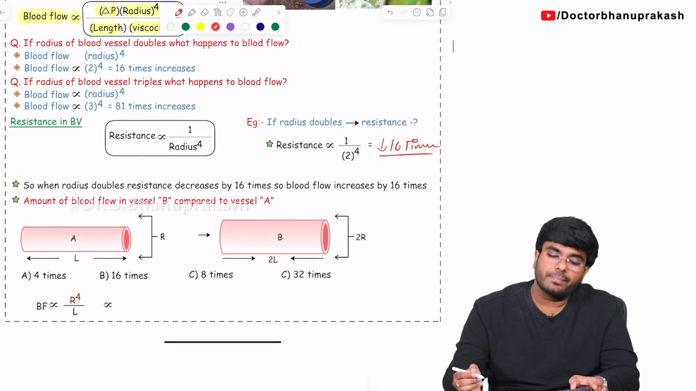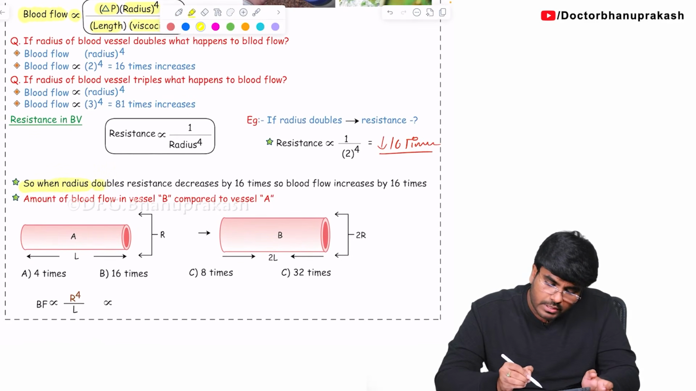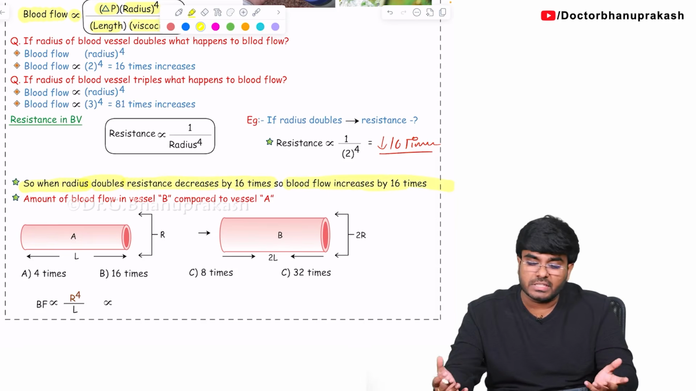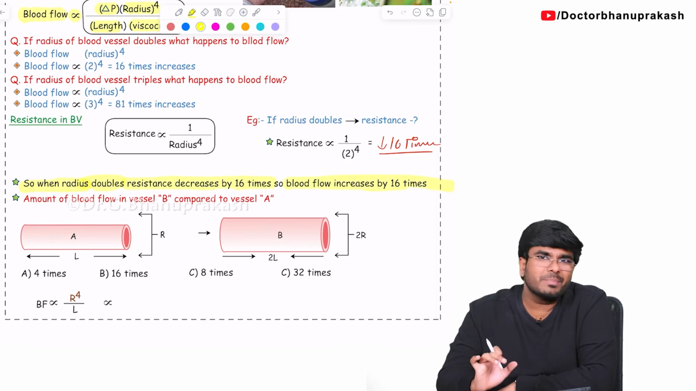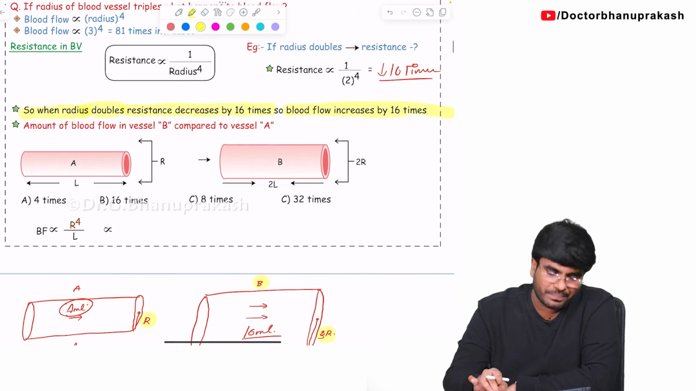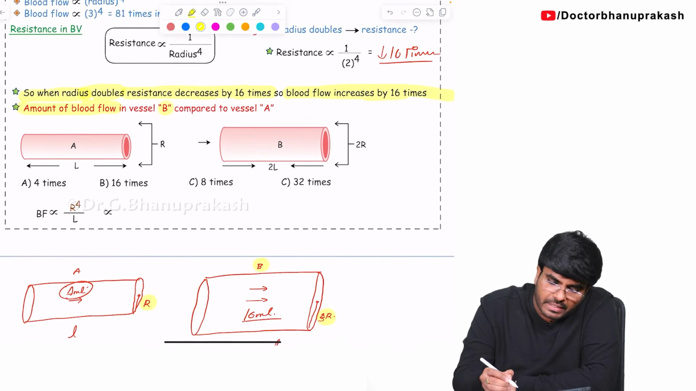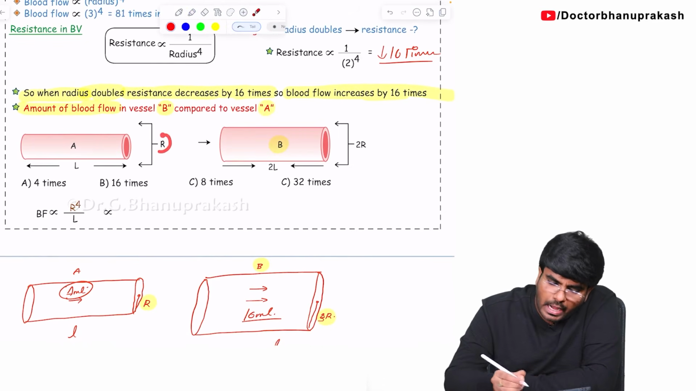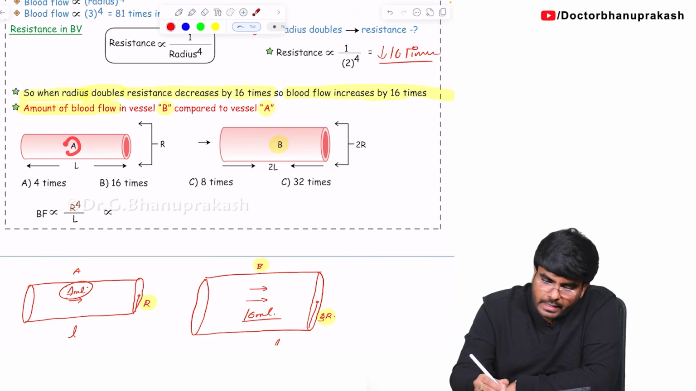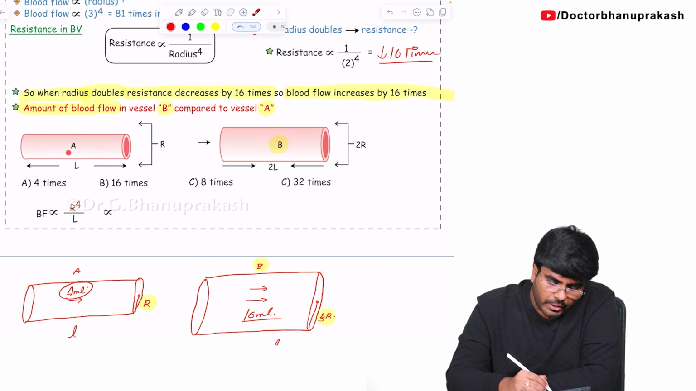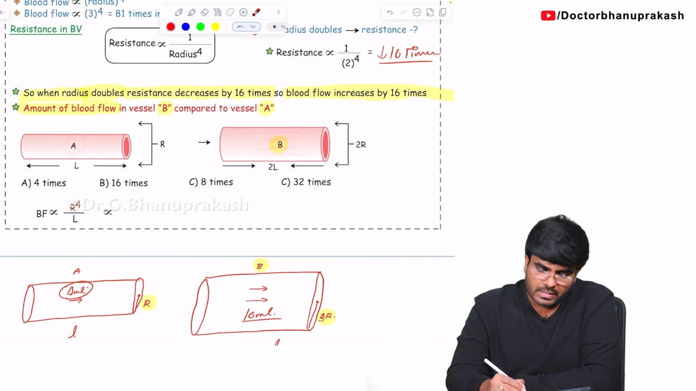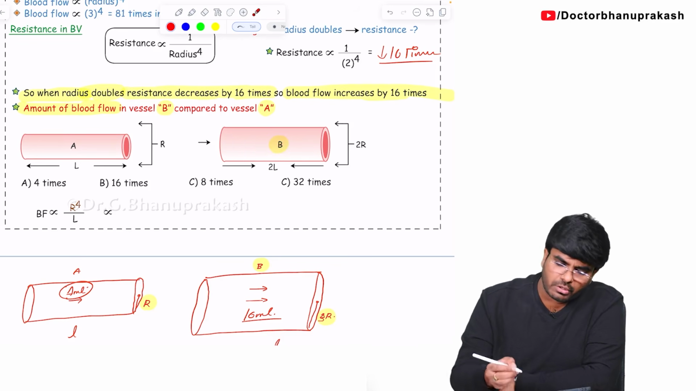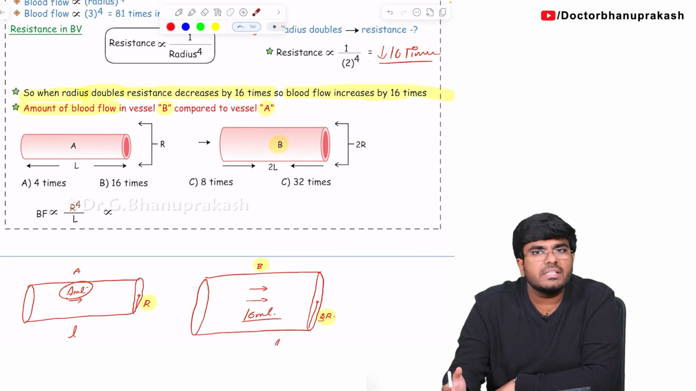Now look at this statement. Whenever the radius doubles, first resistance decreases by 16 times, so blood flow increases by 16 times. Now, based on the same concept, the same logic, try to answer this question: the amount of blood flow in blood vessel B when compared to blood vessel A. Simple. Look here, my dear students, the radius is 2R compared to A. So tell me, how many times more blood is going to go in B? 16 times more? No, not 16 times. Now you will think, sir, just now you told me whenever you double the radius there is 16 times more blood flow.